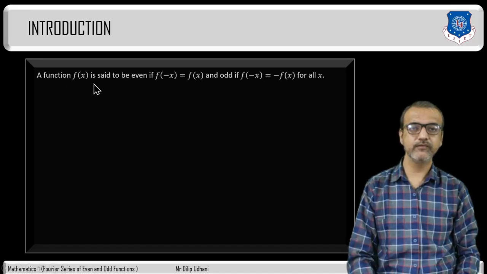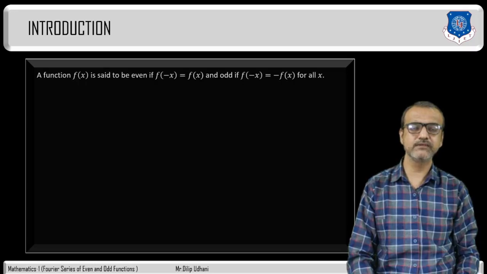A function f of x is said to be even if f of minus x equals f of x, and odd if f of minus x equals minus f of x for all x. For example, if f of x equals x square and you replace x by minus x, it will become minus x the whole square and again it will become x squared. So we are getting f of minus x equals f of x. So f of x equals x square is an even function.